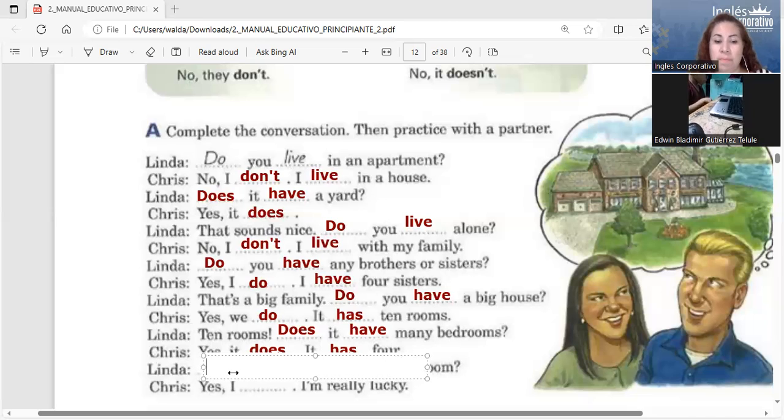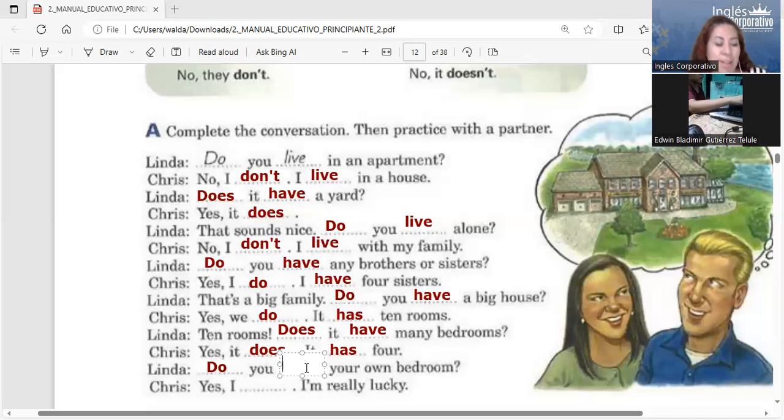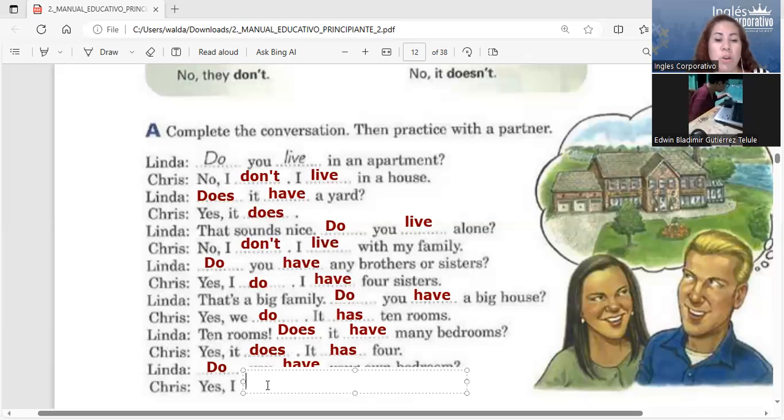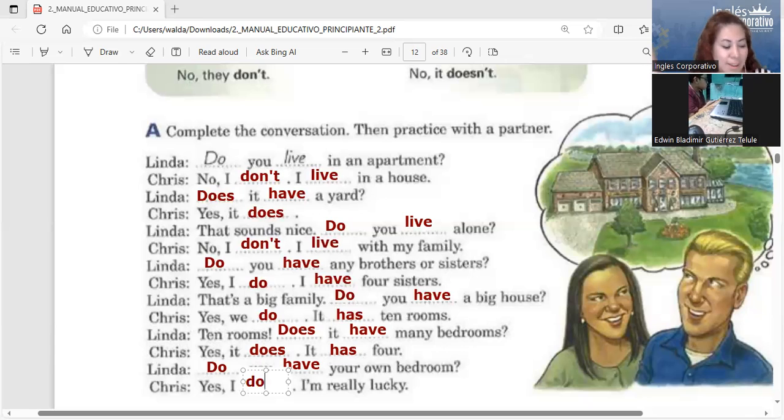Next. Do you? How do you say it? Do you have? Yes, excellent. Do you have your own bedroom? Yes, I do. Yeah, very good. Bravo. Yes, I do. I'm really lucky. And that's it. You got it. Bravo. Good for you.